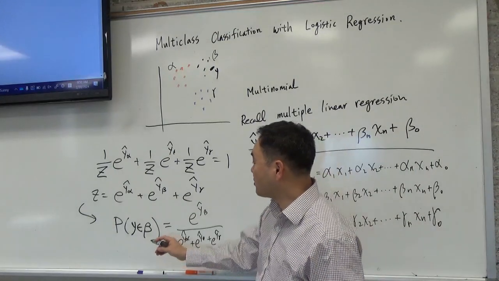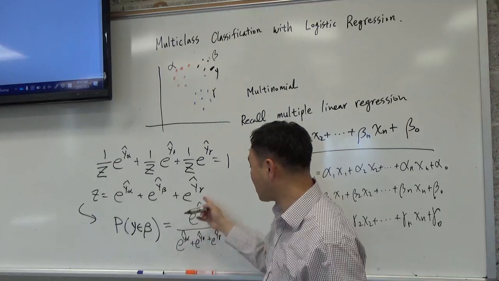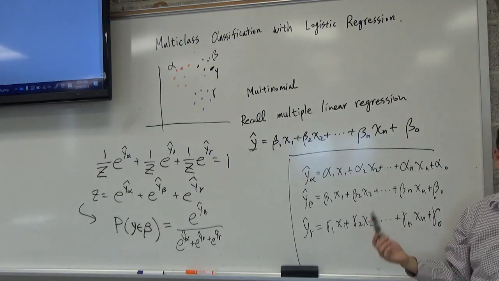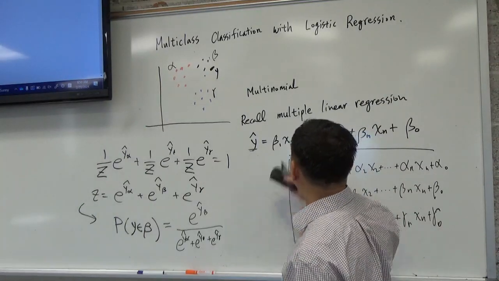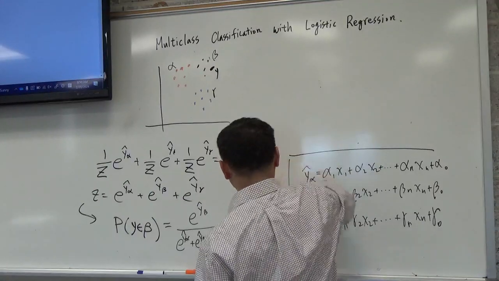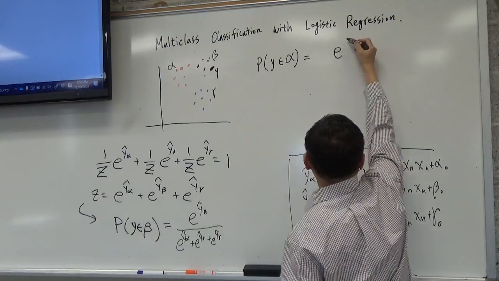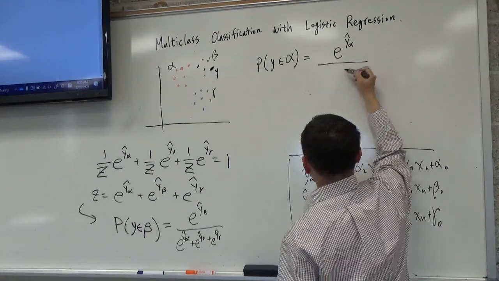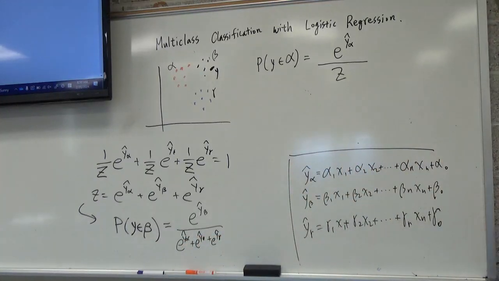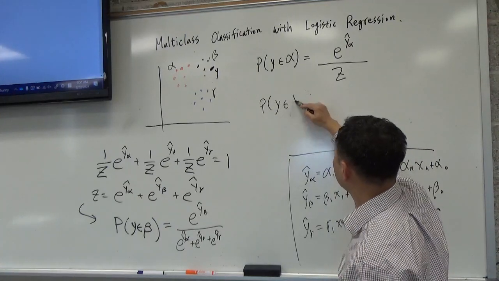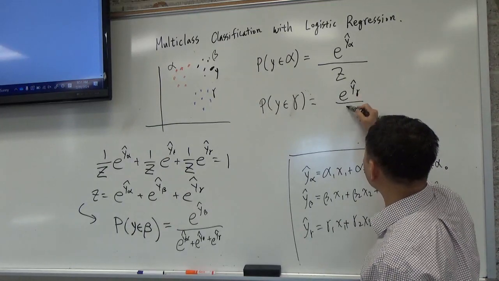In this picture, we took y from beta, so we expected this value to be quite high if our multiple linear regression is successfully trained. We would also think about the probability that y belongs to alpha, which would be e to the y hat alpha over z, where z is this sum. And similarly, the probability that y could be in gamma would be e to the y hat gamma over z.